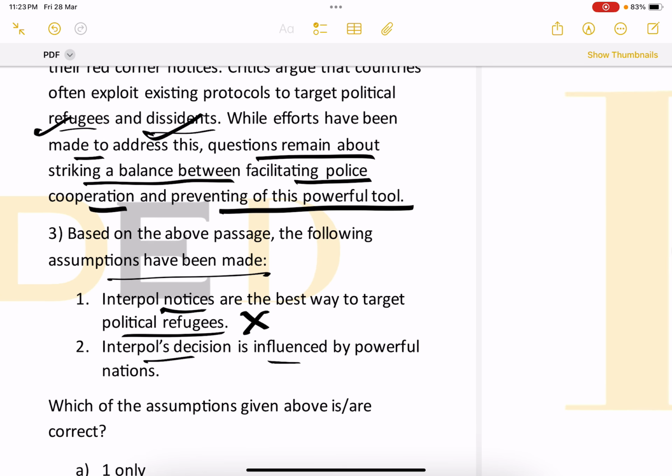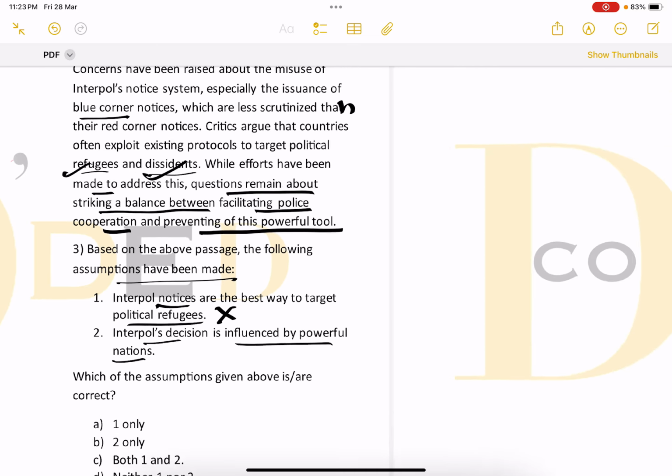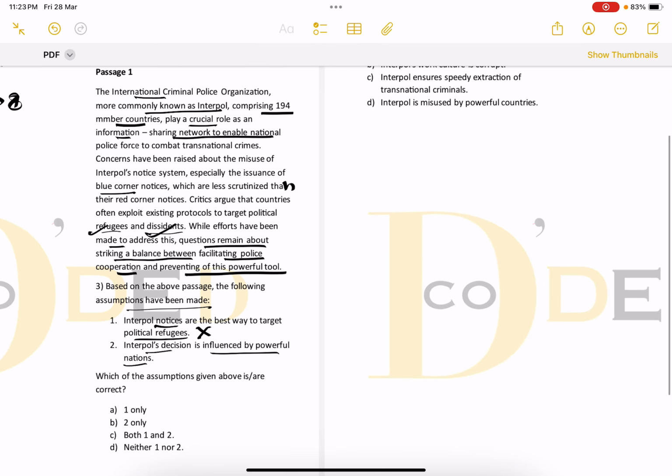Interpol decisions is influenced by powerful nation. Okay. In the above passage, it is nowhere saying that Interpol's notices are misused by powerful countries. It just says that countries use it as a tool to target the refugees and political descendants. So this statement is also wrong.